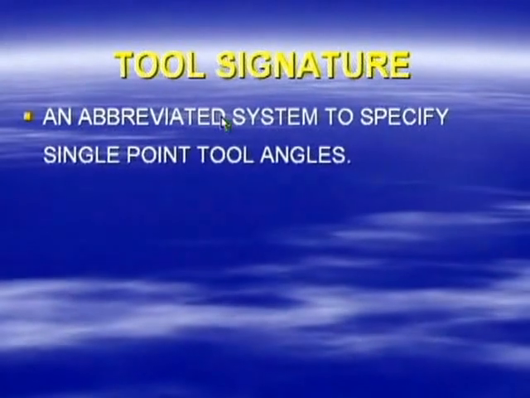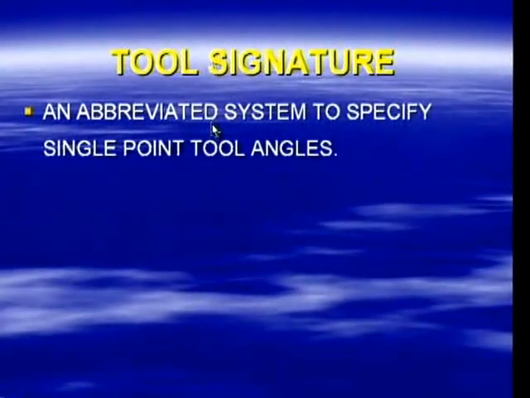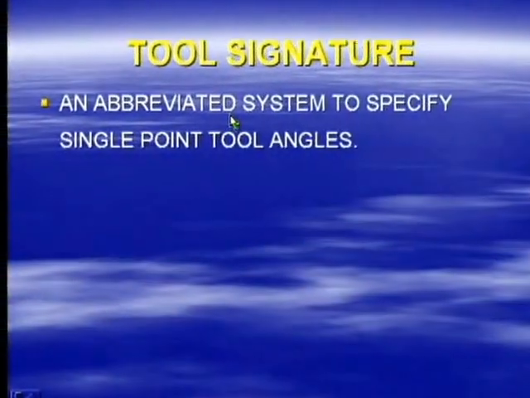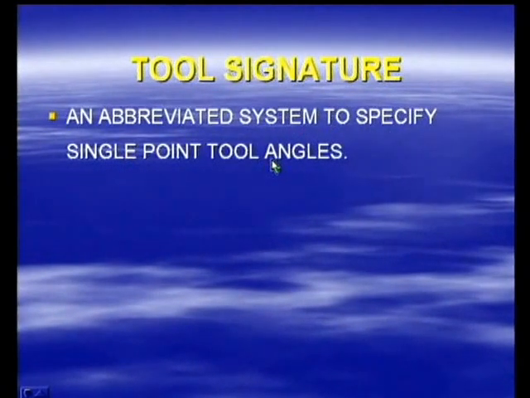Finally, we will discuss the tool signature. What is a tool signature? We have discussed various angles, from the side cutting edge angle to the back rake and side rake angles, nearly 8 to 9 angles. The tool signature is an abbreviated system to specify single point tool angles. Every angle is very important for design purposes, and has its own effect and influence on the performance of the machining operation. When you take all these angles in a particular pattern, that is the abbreviated system.